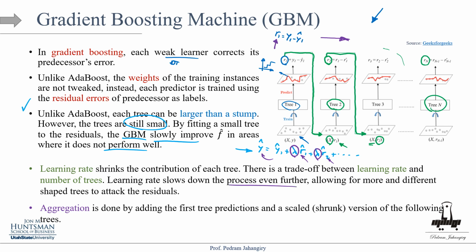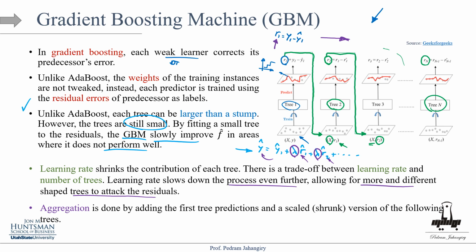And this is important because it allows for more and more different shaped trees to attack the residual, right? Because at the end of the day, remember, if this lambda is very large, we're going to end up with, let's say, 2, 10, or 20 decision trees, right?